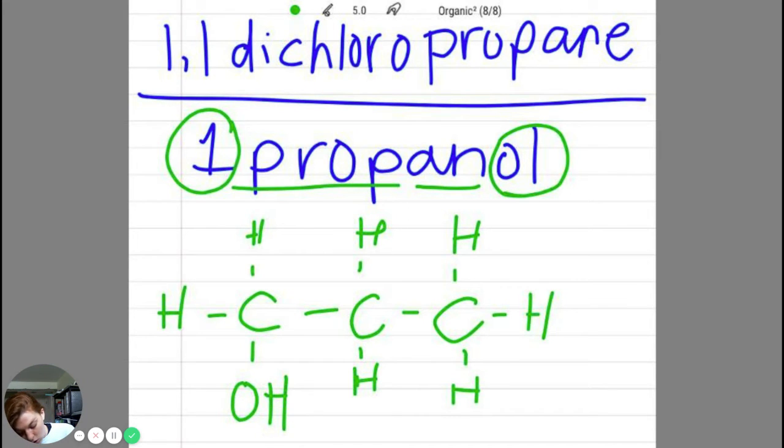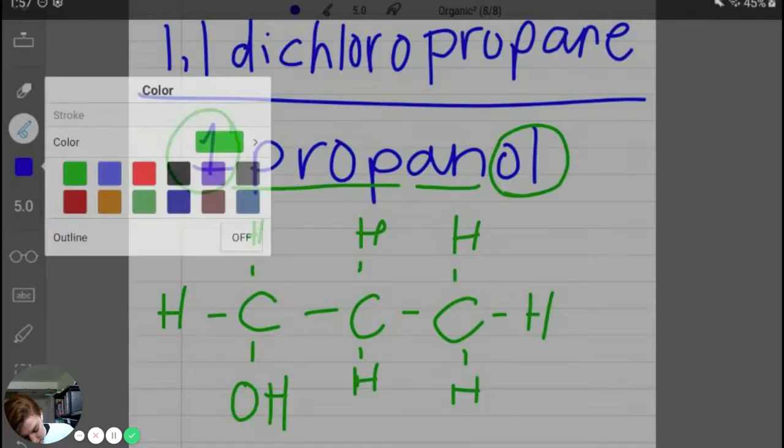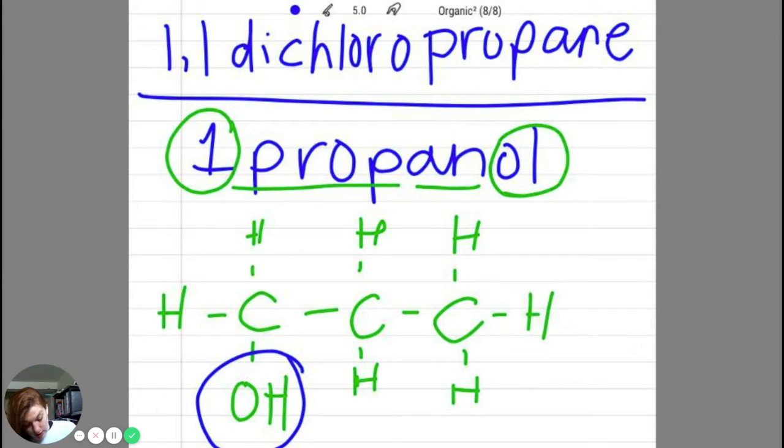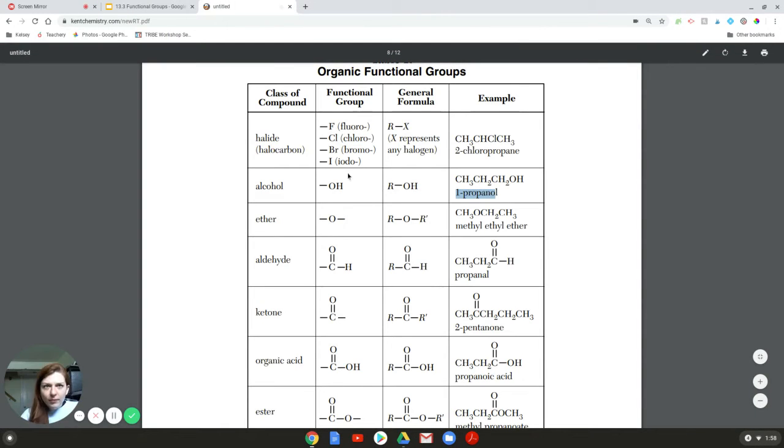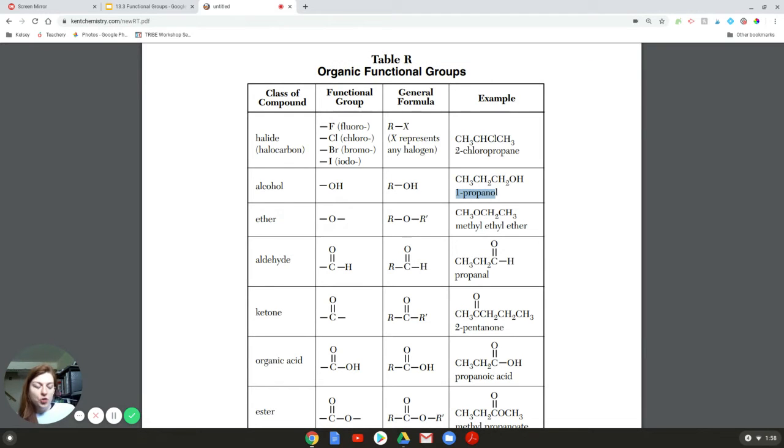This is an alcohol. No, not all alcohols are drinking alcohols. Only ethanol is a drinking alcohol. The rest of them are just called alcohols. So that's what we have. That is propanol. Now this OH can go on the end, or it can go anywhere in the middle of the carbon chain. It's just that it has to have a number.